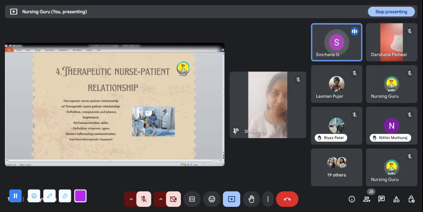When it comes to the therapeutic nurse patient relationship, here we can expect 3-mark type questions, and they will ask regarding the factors influencing communication, types of communication, and the role of the nurse in the therapeutic nurse patient relationship. These are the questions we can expect from this unit. Over to the fifth unit.